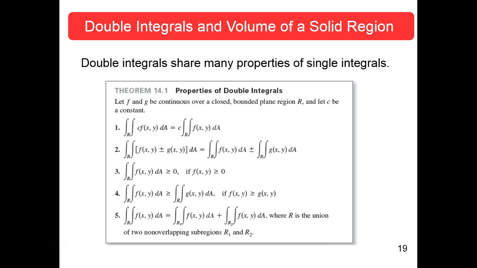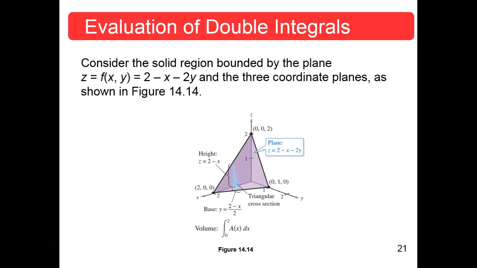Okay. A lot of blah, blah, blah. How do we evaluate these? Okay, here we got one. Consider the solid region bounded by the plane z equals f(x,y), and that's equal to 2 minus x minus 2y. So this is a plane that cuts down like this.